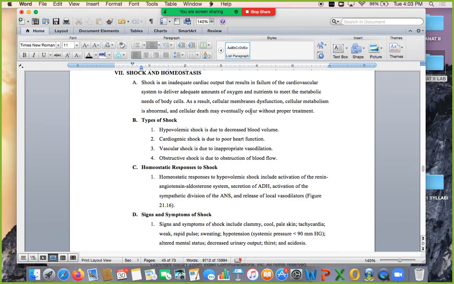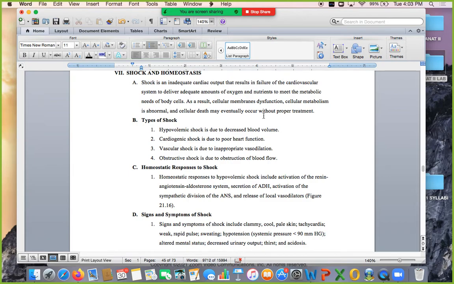All right, so the different types of shock are basically defined by how the shock occurs. Hypovolemic shock occurs when we have low blood volume, so hypovolemic. We also have shock that can happen when the heart is not functioning properly, called cardiogenic shock, as well as shock because of inappropriate vasodilation, which would be vascular shock, or if we've obstructed blood flow from one region to another, that would be called obstructive shock.